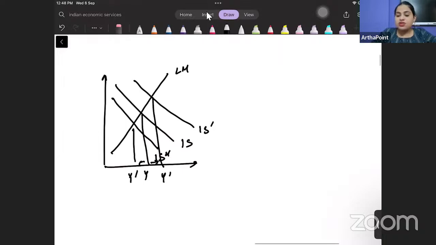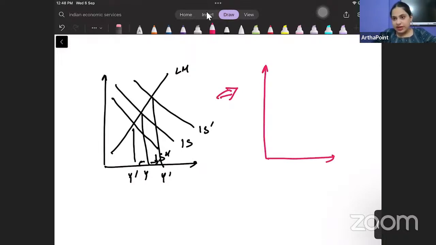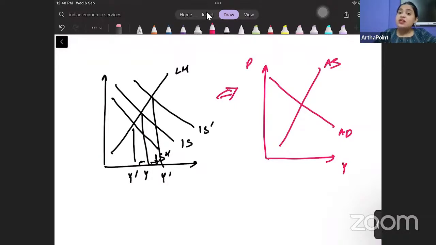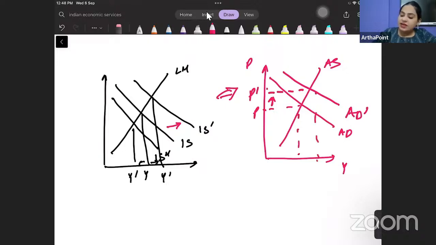Now, if you remember, this is all macroeconomics. It's there on your portal. So if you remember, beta, this IS curve is used to derive the AD curve. So finally, I have my AD curve and AS curve drawn in the PY domain. Whenever the IS curve shifts, the AD curve will also shift. And when my AD curve shifts, my price will increase. Similarly, whenever it shifts backward, my price will decrease.